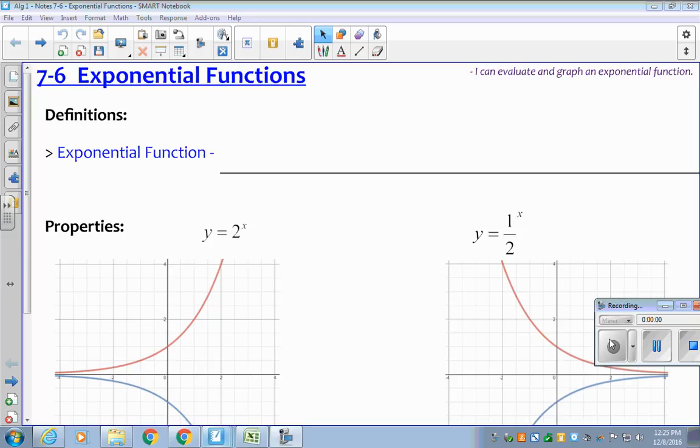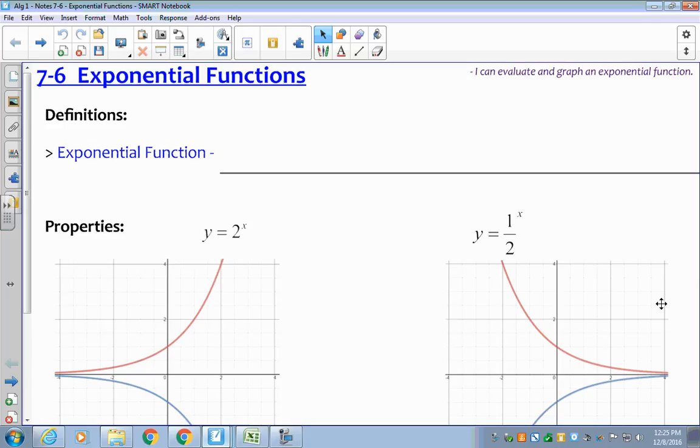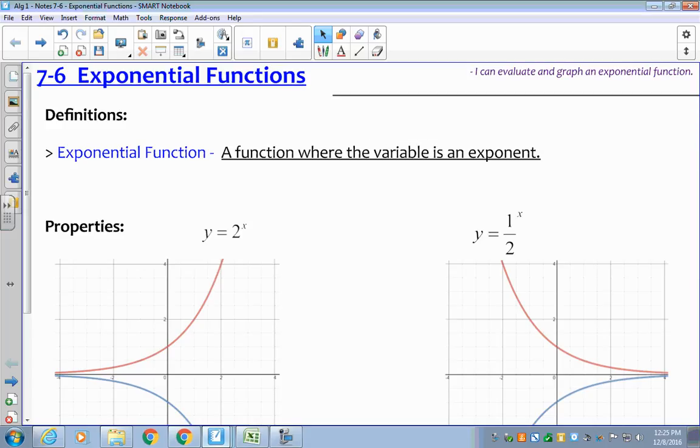All right, this is 6-7 exponential functions, and we're going to be evaluating and graphing an exponential function. So let's write down what that definition is. A function where the variable is an exponent. So I'm going to code this with symbols.